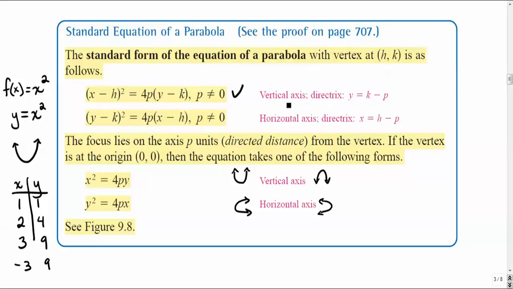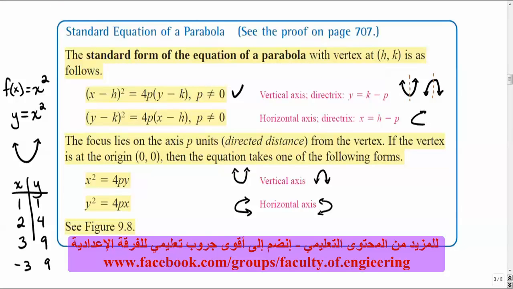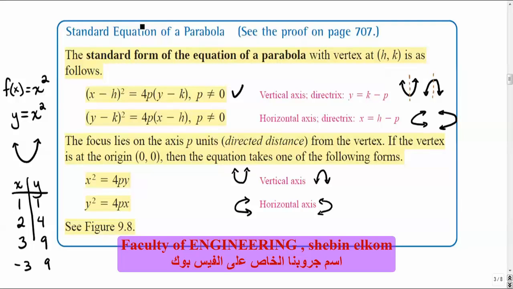But when we talk about the vertical axis, that means that the parabola is opening up or opening down, because the vertical axis looks like that. But sometimes, as I said, the parabola can be sideways. And that is when the axis is horizontal. So it would look like this.